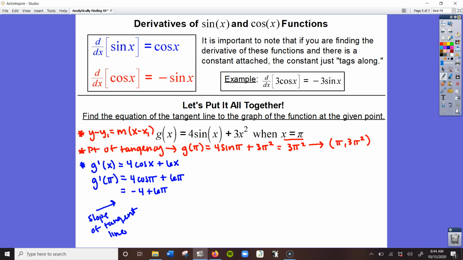Now that I have my point of tangency and my slope, I am ready to write my equation. So y minus y1, which is the 3 pi squared, is equal to the slope. Since the slope is an expression, I'm going to put this in parentheses, negative 4 plus 6 pi, and that is going to be multiplied by x minus x1, which is pi. And this is my equation.